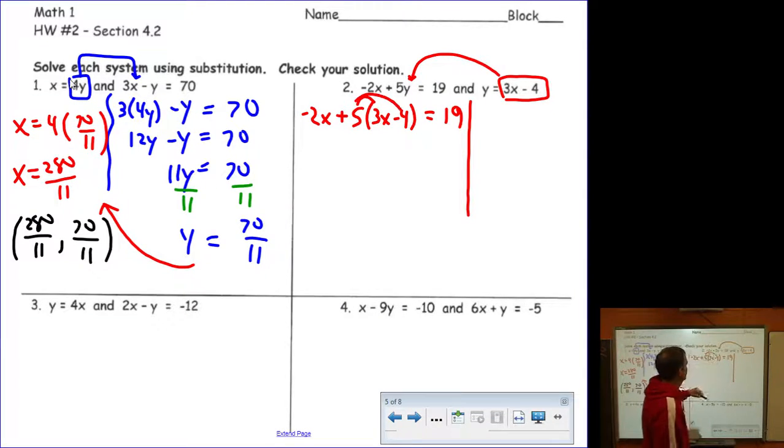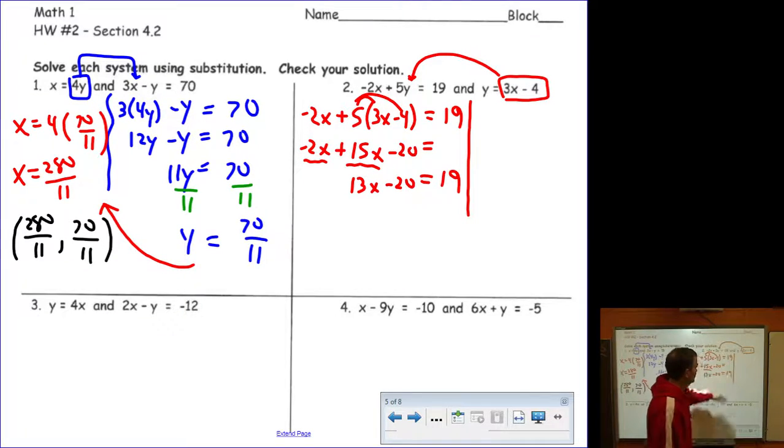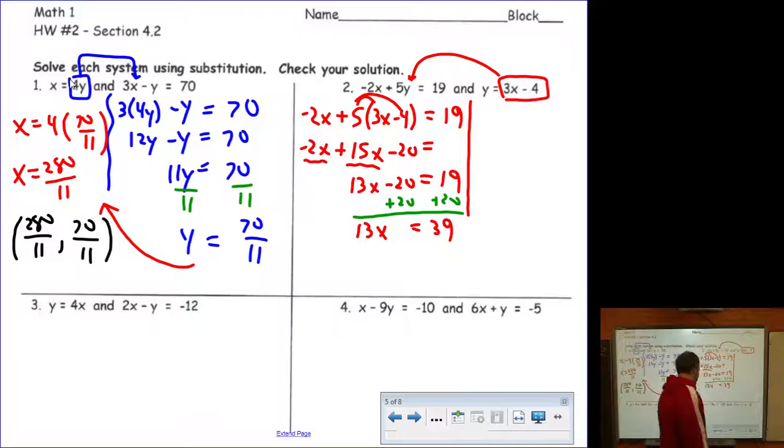I would start by distributing the 5, and that would give me negative 2x plus 15x minus 20. And then combining my like terms here, I get 13x minus 20 equals 19. Of course, I would add 20 to both sides, giving me 13x equals 39. And divide both sides by 13. I get x equals 3.